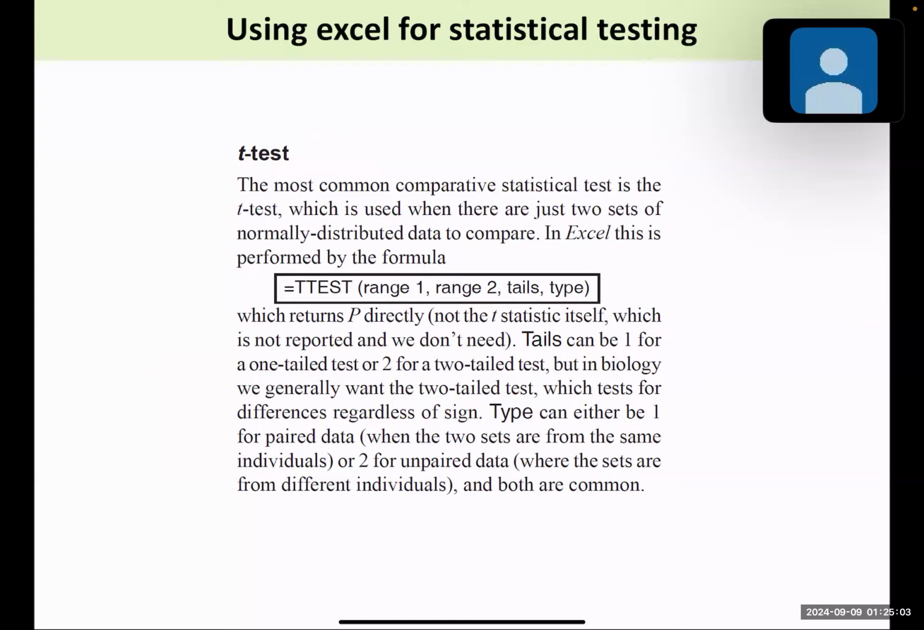You can also perform a t-test using Excel. In Excel, you can type in t-test and designate range 1, the first group, and the second group, and whether it's two-tailed or one-tailed. And then you can also designate the type of t-test. Number 1 means they are paired data. Number 2 means they're unpaired data, right? Paired data means two sets from the same individuals, and unpaired data means sets that are independent of each other.